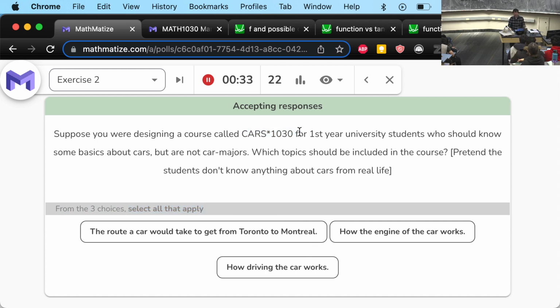Cars 1030. And next class, I'm going to explain what this has to do with derivatives. It's an analogy for why we're doing things the way we're doing. But once you do that, you can go home, and I'll see you guys on Friday.